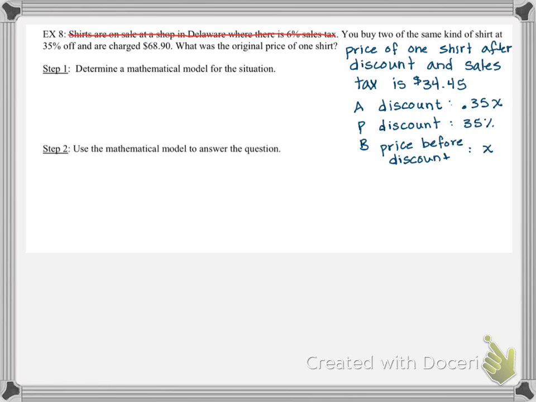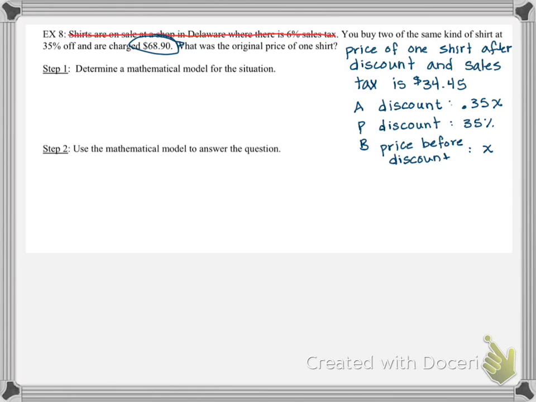So now we can't just write an A equals P times B equation and solve it, right? Because that's always true. That doesn't give me an equation I can solve and figure out what X is. So we have to think in terms of that number and how it relates to the rest of this.